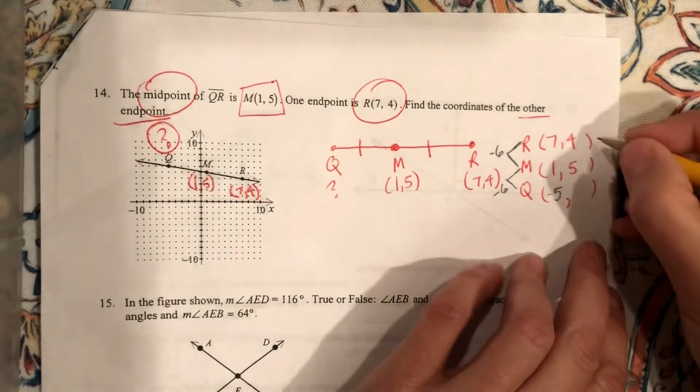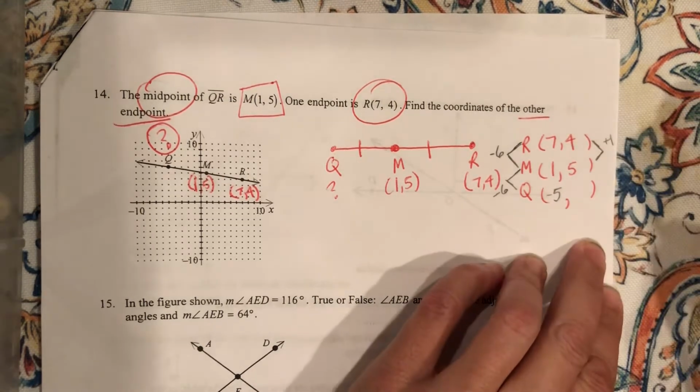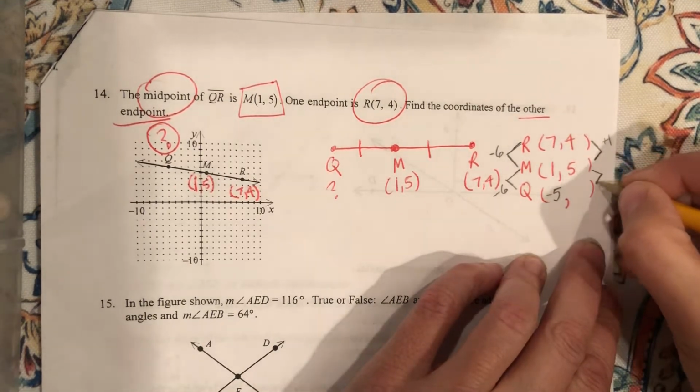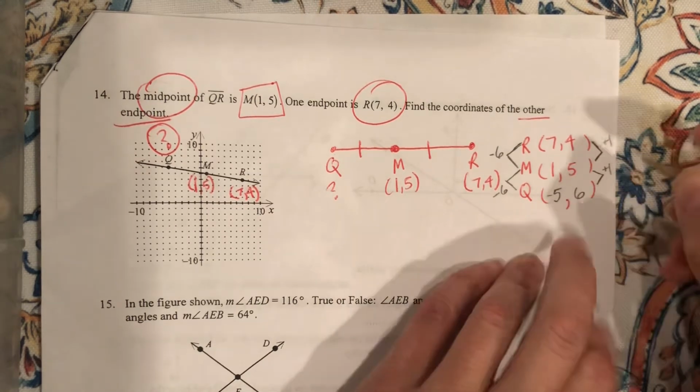So let's do the y-coordinates. How did I get from 4 to 5? I added 1. How do I get from 5 to Q then? I've got to add 1 again. What's 5 plus 1? 6.